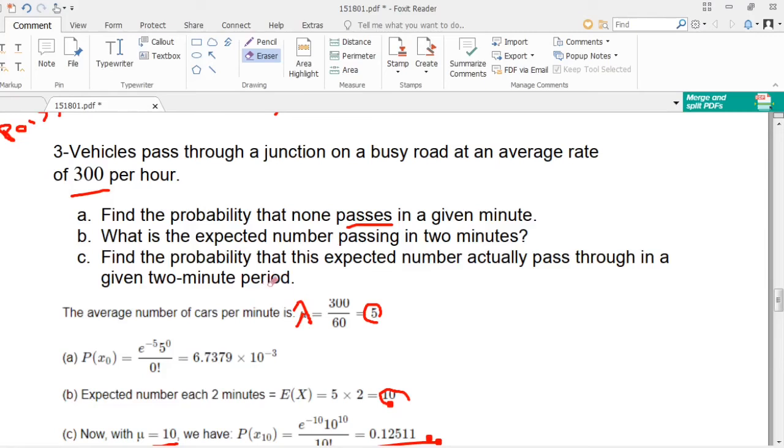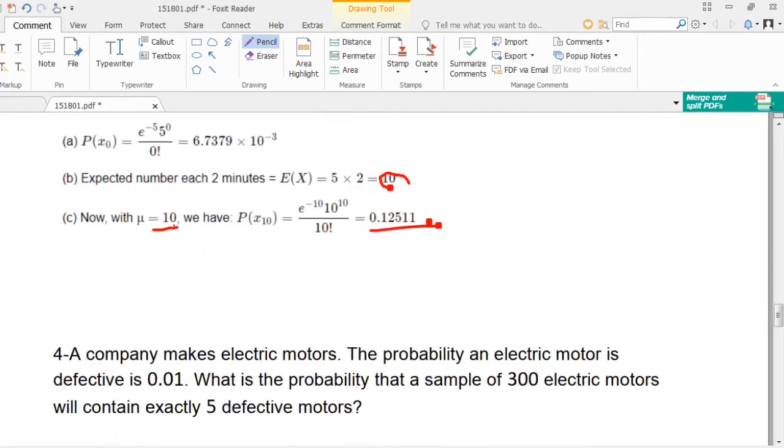So for C, he asks about the number you got in B, find its probability. So you simply have 10, and you get the probability of 10. So you get this result.